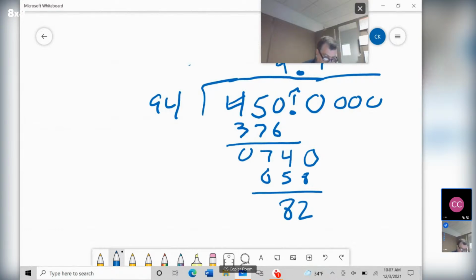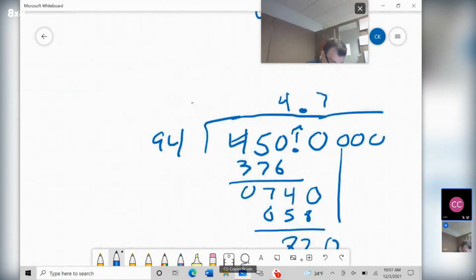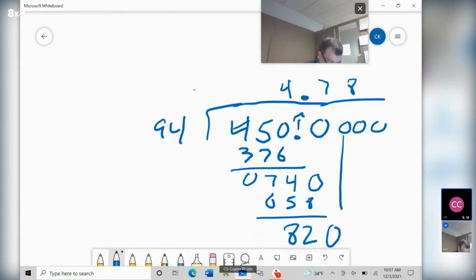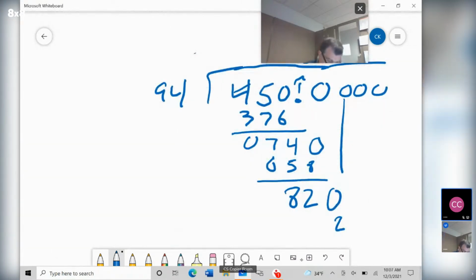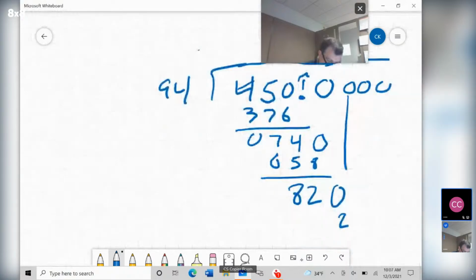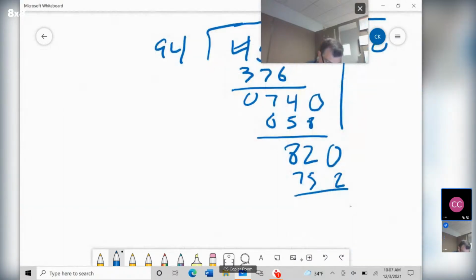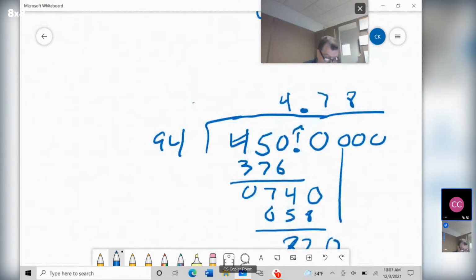And if you wanted to, you could bring this 0 down. And then 94 would go into that, I think, 8 times. And that then is 32, carry the 3, so that's 72, 75. 10 minus 8 is 8. That's 6. And you can keep going. But for basically what we're going to do here, you're going to say 4.78.